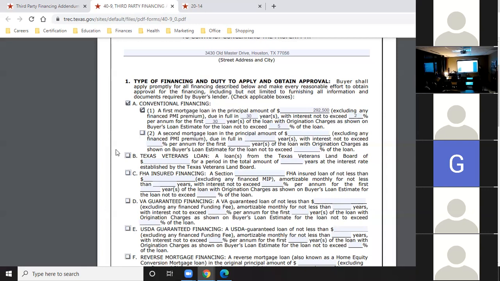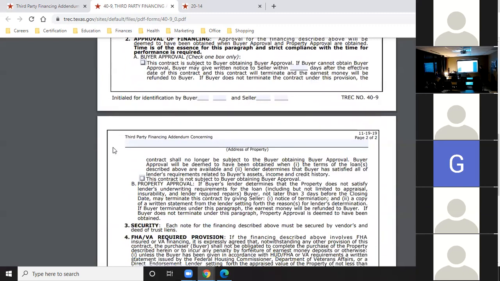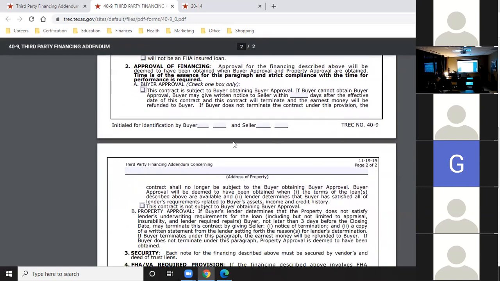Okay. Is there anything else we need to fill out for this form? I guess we'll scroll down. Here we go. Okay, number 2, approval of financing. Y'all know, do we check the first one or the second one in paragraph A?